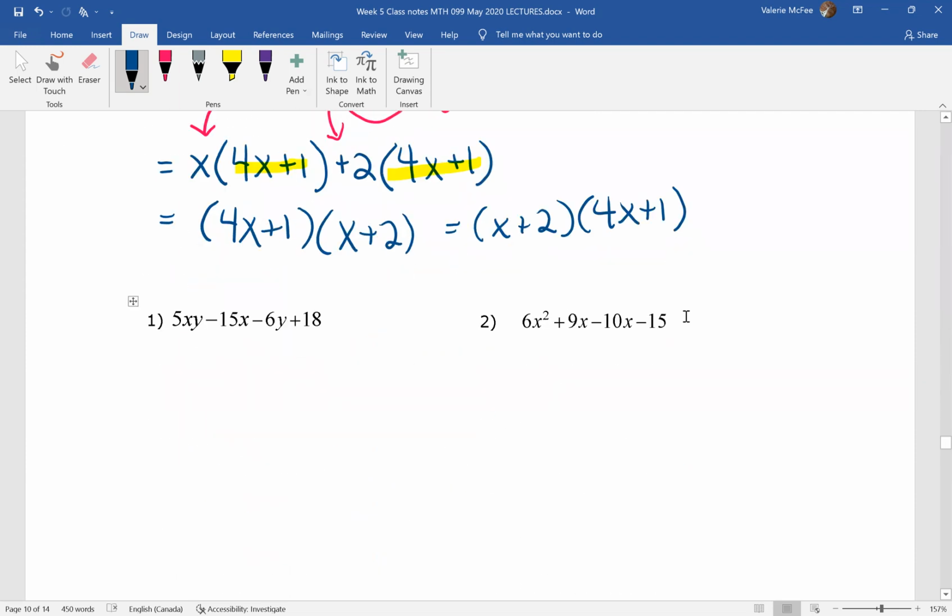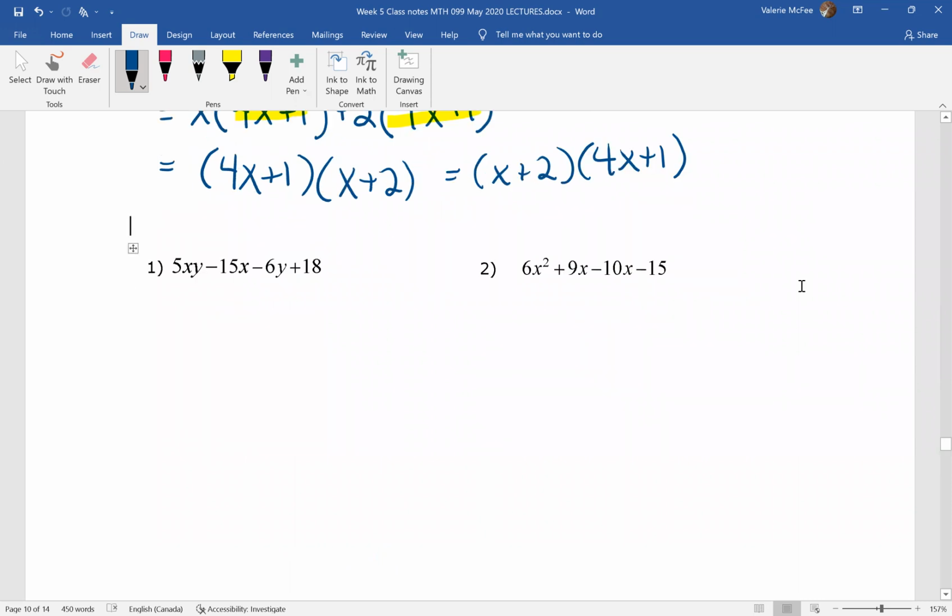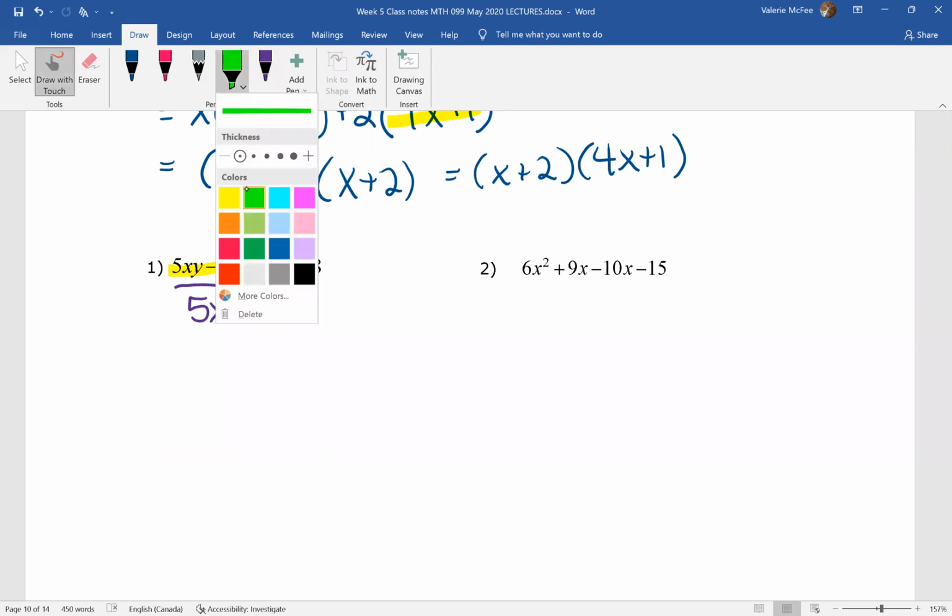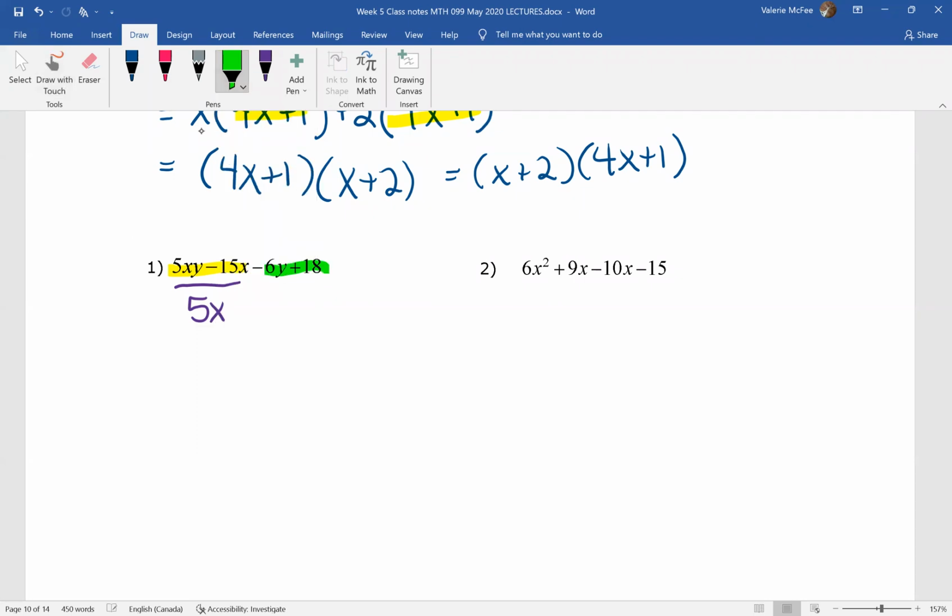Let's try this one together. Look at the greatest common factor of the first 2 terms. Find the greatest common factor of the last 2 terms. Now, whenever there is a negative sign here, we're going to have a negative common factor. So in this case, -6. Write down your greatest common factor.